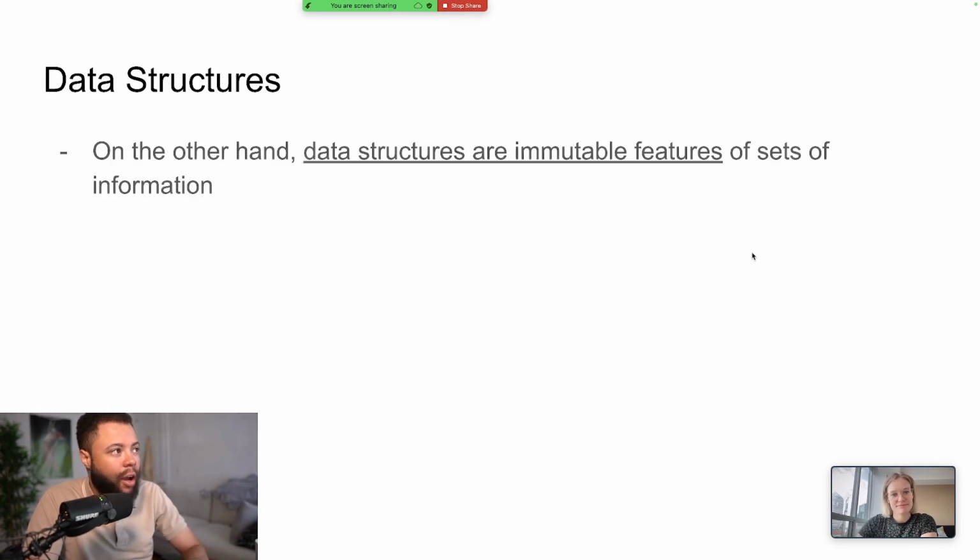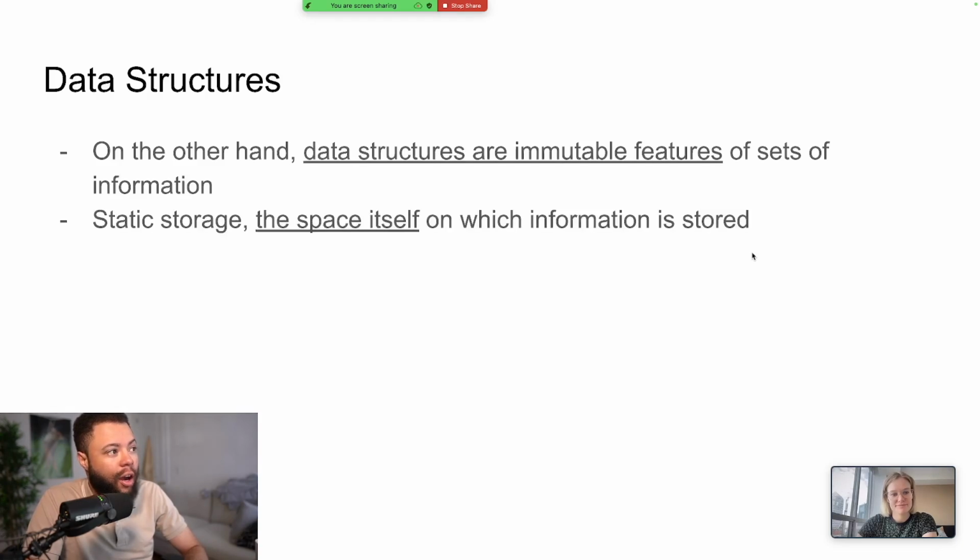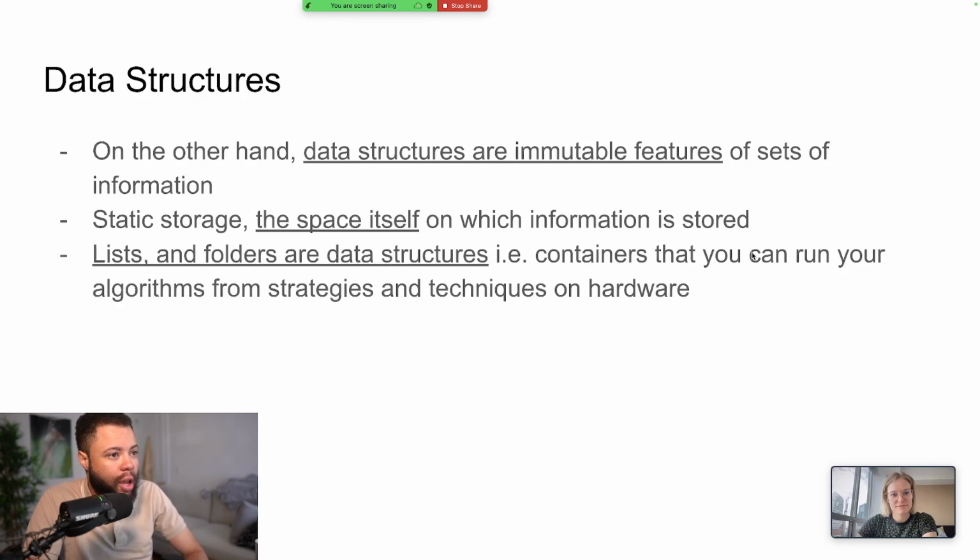But data structures, on the other hand, are immutable features of sets of information. So a data structure is literally the set of information itself. It's the list of all the files and the folders and the stuff on your computer. It's the static storage, the space itself on which the information is stored. These are the containers from which you can run these strategies and techniques on your hardware.